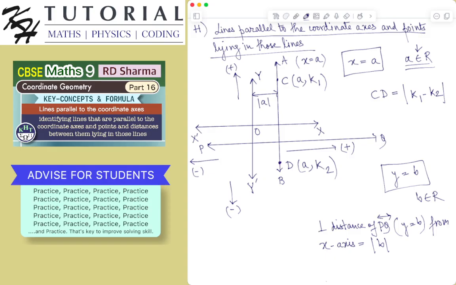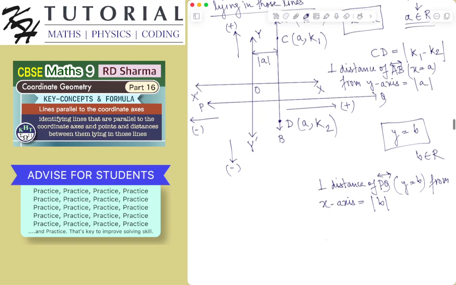Similarly, for the case of a line parallel to the y-axis, the perpendicular distance of the line AB, whose equation is given as x equals a, from the y-axis is equal to modulus of a.